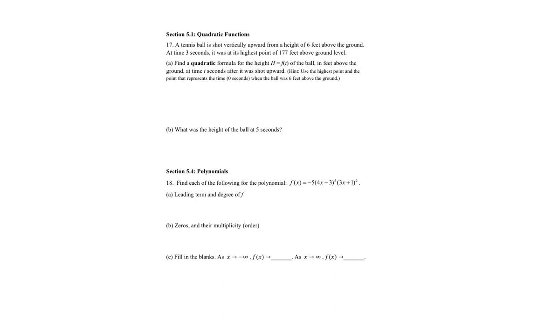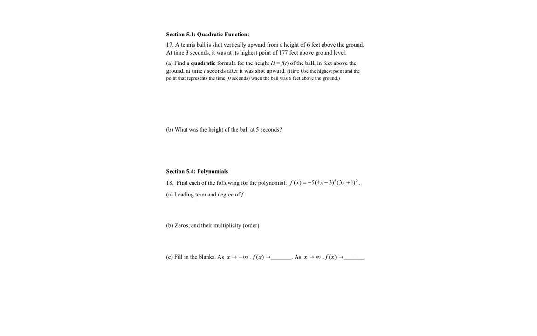All right, so on number 17, we have a tennis ball that's shot vertically upward from a height of 6 feet above the ground. And it says at time 3 seconds, it was at its highest point of 177 feet above ground level. And so we have to find a quadratic formula for the height of the ball.